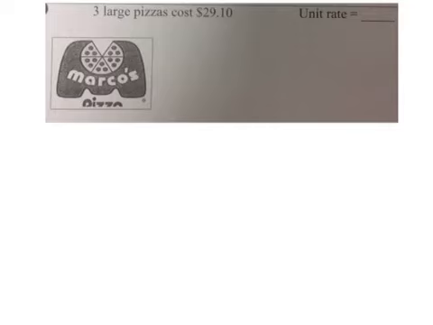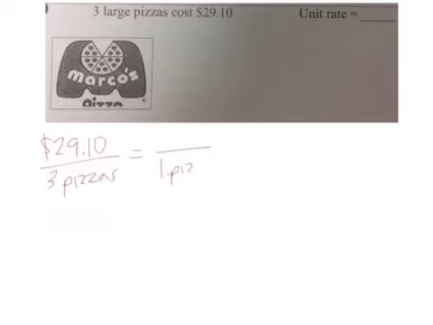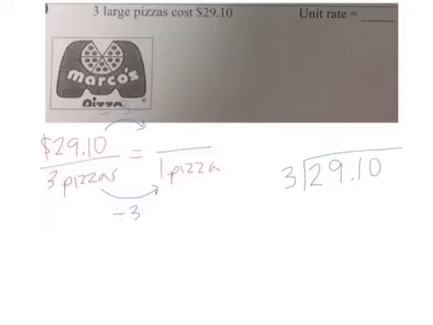Let's move on to Marco's Pizza. For Marco's Pizza, it's 3 large pizzas for $29.10. So I'm going to set up a proportion again. This time it is $29.10 for 3 pizzas, and I want to know how much it is for 1 pizza. Again, how am I getting from 3 to 1? Well, I'm dividing by 3, always dividing by that denominator. So same thing here, I'm going to divide by 3. So I'm going to put top dog in the house, 29.10 divided by 3 this time. And let's do that division.